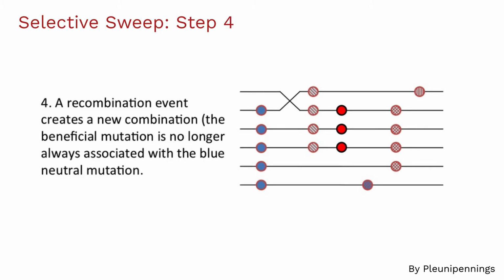But then a recombination or crossing over event can break that linkage. So here you see a recombination event occurring in the upper left, and now the beneficial mutation in red is no longer always associated with the blue neutral mutation. So these are no longer, in this case, linked together.